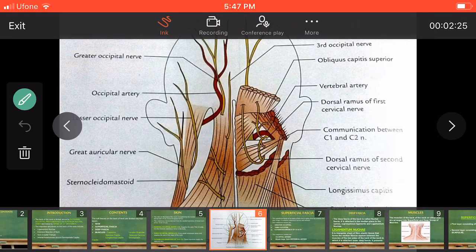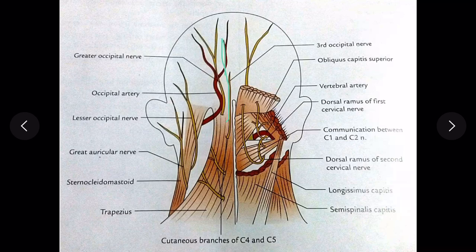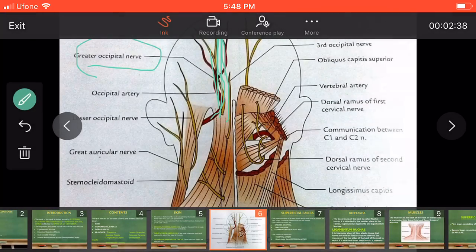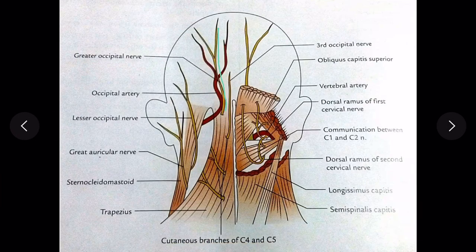You can see this nerve. This is the greater occipital nerve. This is the most important and the thickest. This is the thickest cutaneous nerve present in the body. It is going to supply the skin over the back of the scalp.